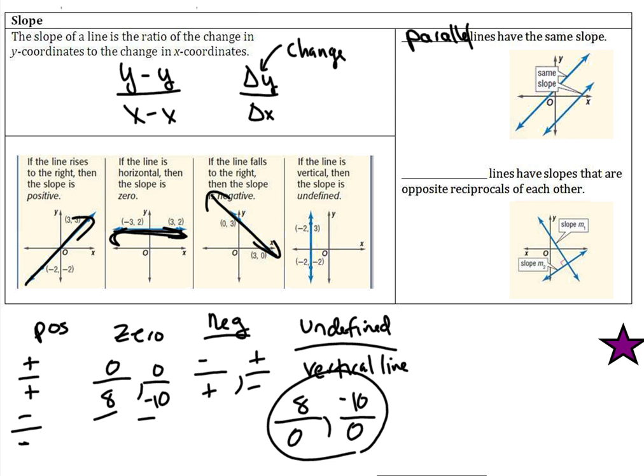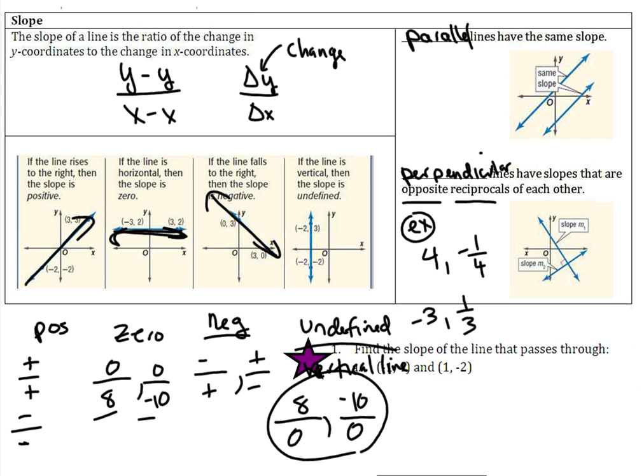All right, parallel lines have the exact same slope. Perpendicular lines have slopes that are opposite reciprocals. Basically what that means is that one is negative, one is positive, and they're reciprocals of each other. A quick example would be if I have one line that's got a slope of 4, the other line has a slope of negative 1/4, those two would be perpendicular. Or 3 and negative 1/3 are going to be opposite reciprocals of each other.